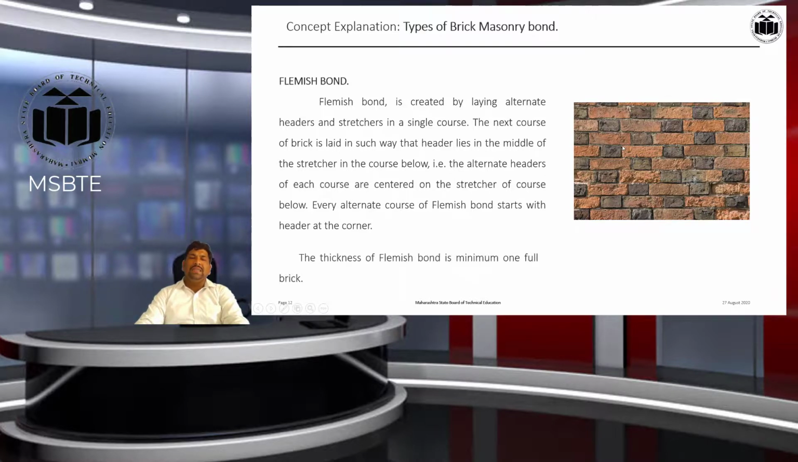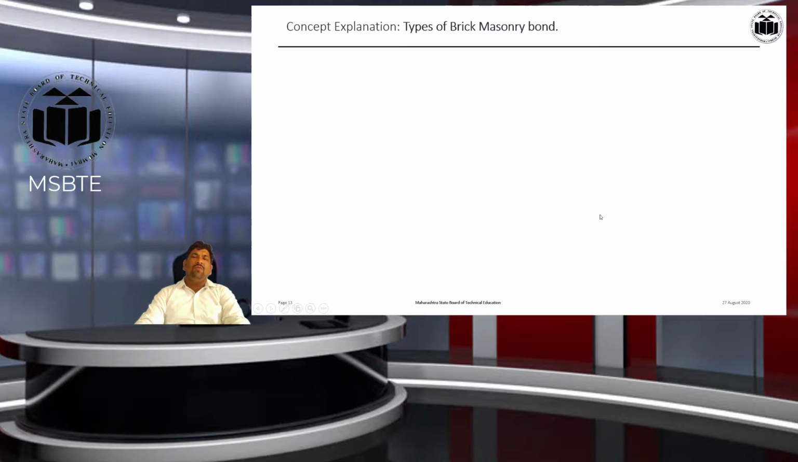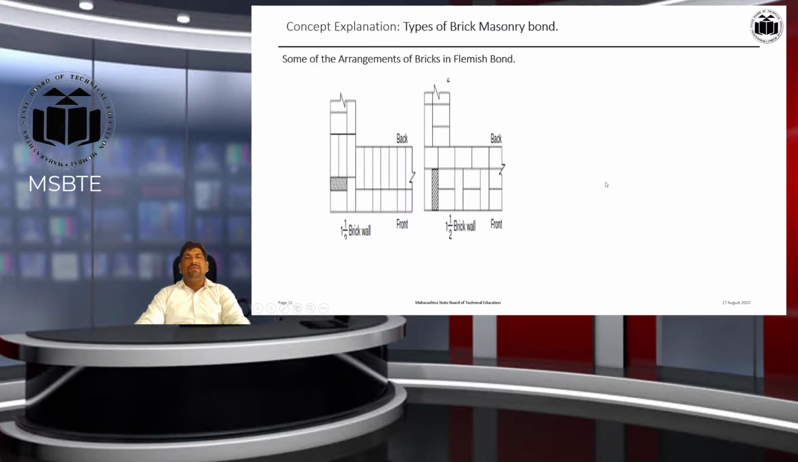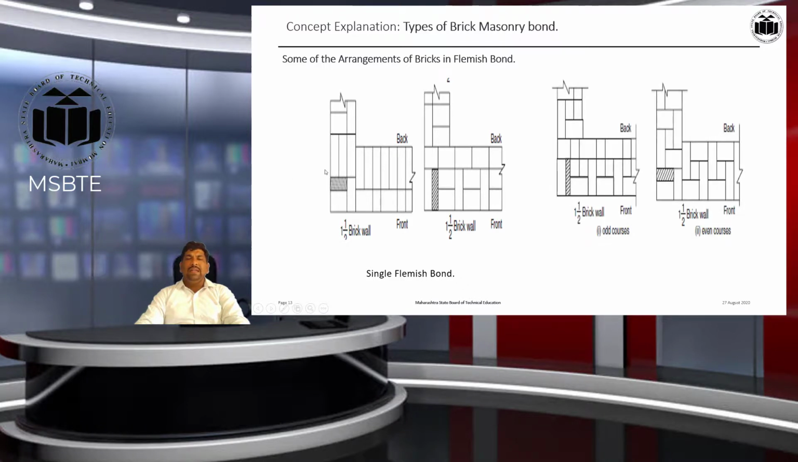The basic difference between these two is the arrangement of the header and stretcher. The thickness of the Flemish bond is a minimum of one full brick thick. As the header is here, the minimum full brick thick wall should be constructed. Some arrangements of the bricks in Flemish bond: if you are using single Flemish bond, then the arrangement should be like this. And if you are going for a double Flemish bond, then the arrangement of the bricks, meaning header and stretcher, should be like this as shown on the screen.